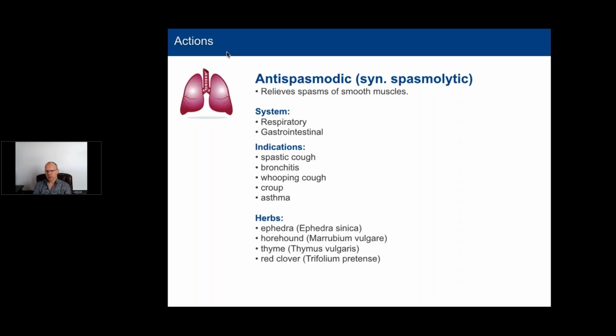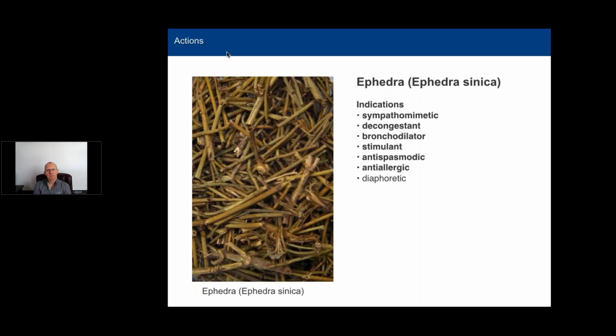Other herbs that are a little more gentle, things like horehound, thyme, red clover, those are also herbs that probably have some bronchodilating effects. They're relatively safe to use, maybe not as effective as the ephedra and the Jimson weed, not as potent a drug, but certainly a lot safer. So as I mentioned, ephedra, it's used to stimulate sympathetic nervous systems, decongestant, bronchodilator. It's a stimulant, antispasmodic, can be used for allergies, and it also can induce sweating, and that's what diaphoretic is. We'll get to that shortly.